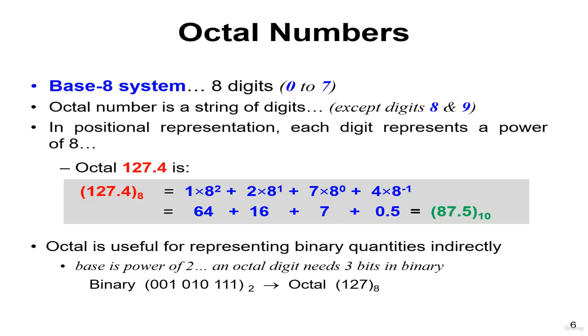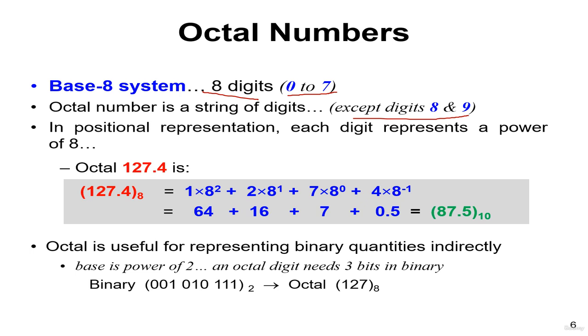In the octal number system, the base is 8 and we have 8 digits starting from 0 and going until 7. So the highest digit is 7, which is less than the base. Similarly, any octal number would be a string of digits including 0, 1, 2, 3, 4, 5, 6, 7, but it cannot include 8 and 9. Remember, 8 is the base.